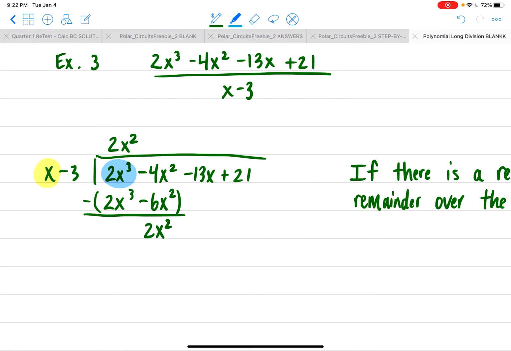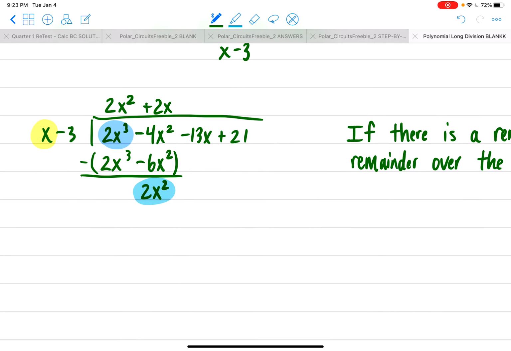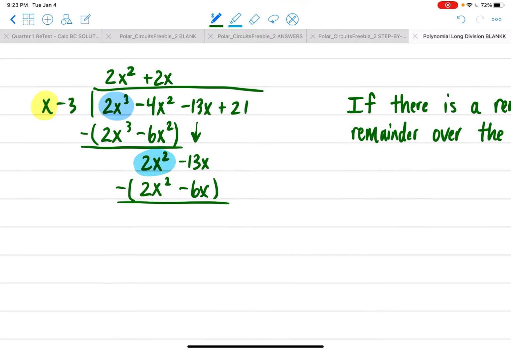How many times do we have to multiply? What do we have to multiply x by to get 2x squared? So that's going to be 2x. Okay, so let's multiply. Oh, you forgot to bring down the minus 13x. Okay, here we go. So we're going to multiply. So 2x times x is 2x squared. 2x times negative 3 is minus 6x. Put that in parentheses, subtract it. Here we go. Negative 13x minus negative 6x. That's really plus 6x. So that's going to be minus 7x.